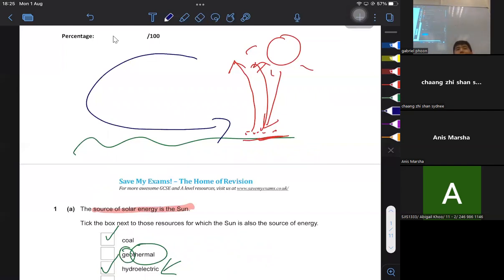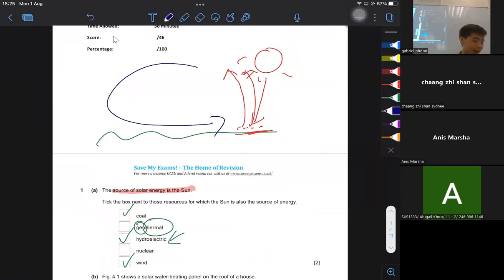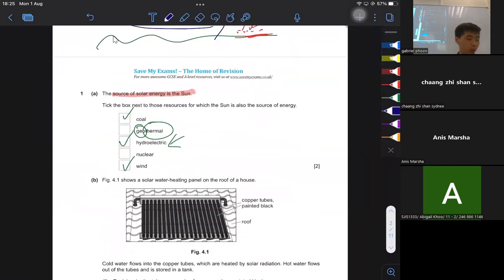Yes, we will go more. We will repeat this in the intensive class, so don't worry, guys. We'll go more in depth on this. Okay, everyone, any other questions from this part here? Okay, yeah. So the answer is these three: coal, hydroelectric, and wind.